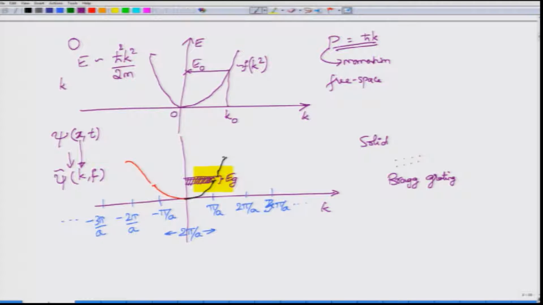There is a next level at which this will change from pi by a to 3 pi by a, and then there will be a slight bending again, but what you see here is a gap. Again there will be an energy gap, and this gap may reduce in magnitude compared to the earlier gap and so on. So the energy gaps also start reducing as you go ahead.